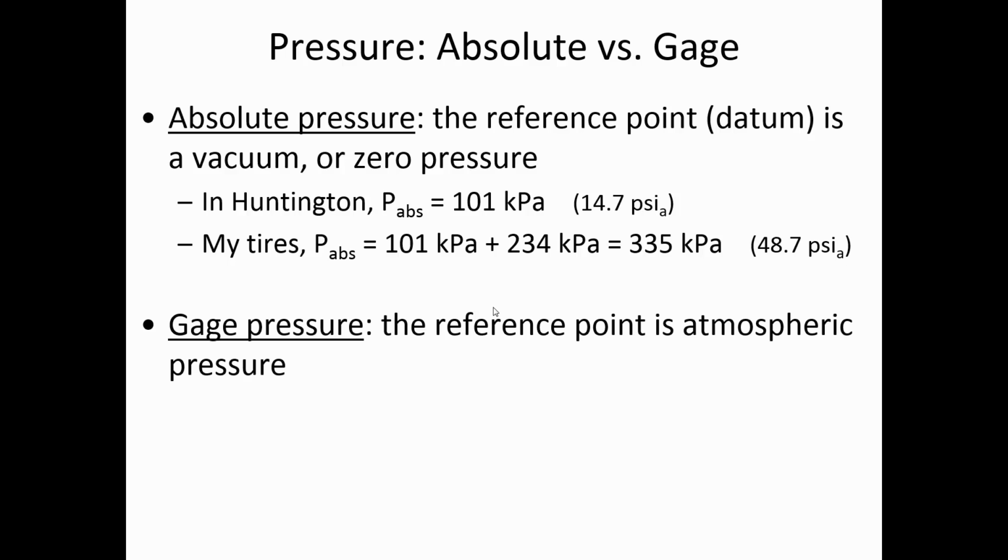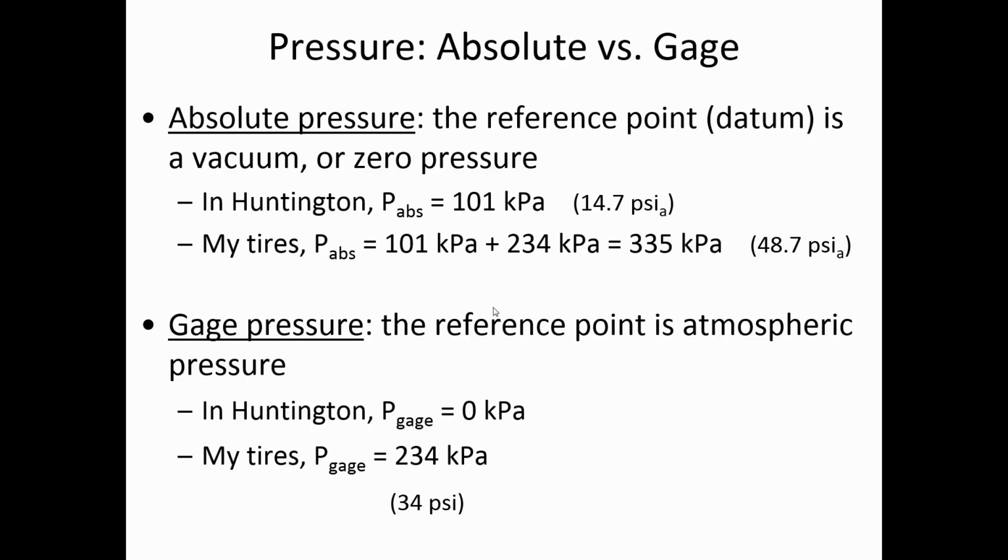That's where we're saying, let's ignore this. Let's just cancel it out of our measurements entirely and measure everything with atmospheric as the starting point, and then go above that. So the gauge pressure of the atmosphere at sea level is 0 kPa. And then my tires would just be measuring how much extra pressure is there in my tires beyond the atmospheric. So that would be 234 kPa.